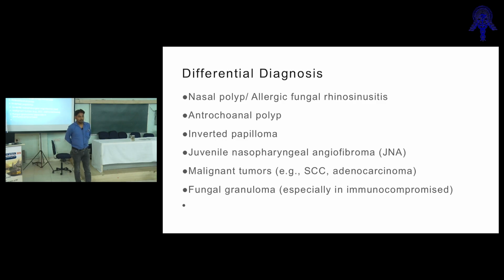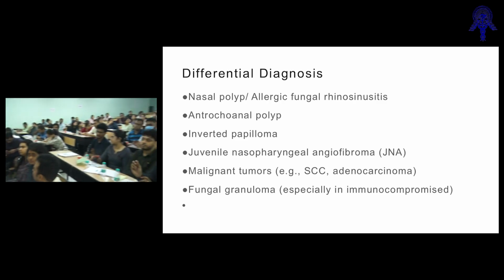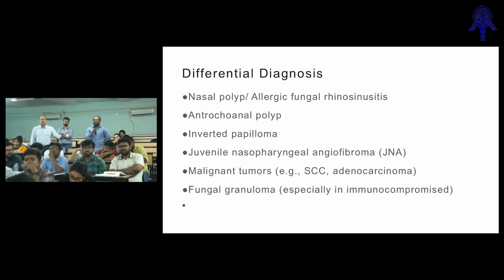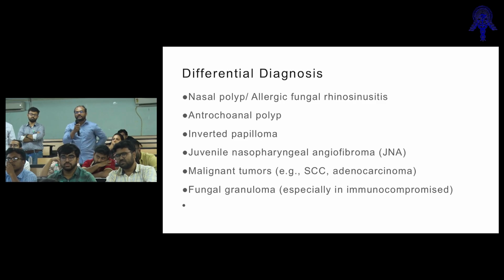AFRS shows a double density sign, like railroad tracks, in the imaging process. Clinically, there is a thick, cheesy discharge. Cheesy concretions are present over there, like calcium deposits.